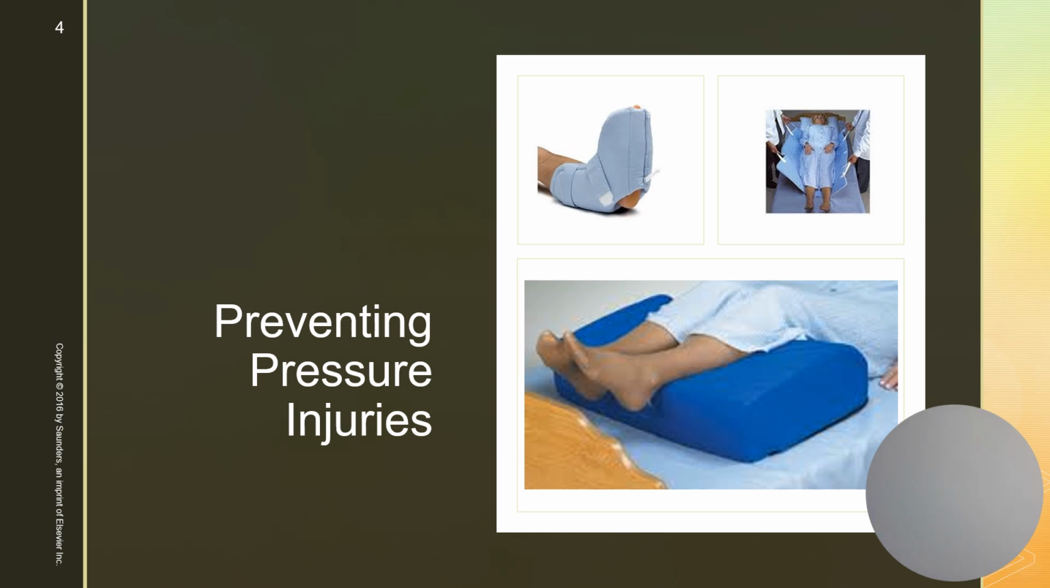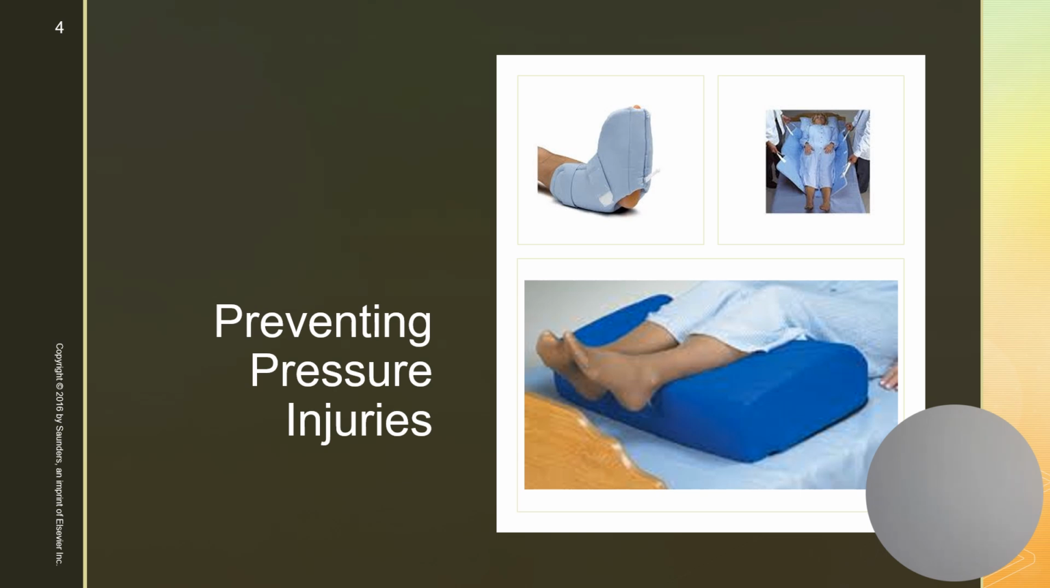To prevent pressure injuries, it's important to identify clients that are going to be at risk and then initiate prevention measures. The most important thing to prevent pressure injuries is offloading. In other words, the removal of the pressure. Two common tools that may help predict pressure injuries are the Norton scale and the Braden scale.